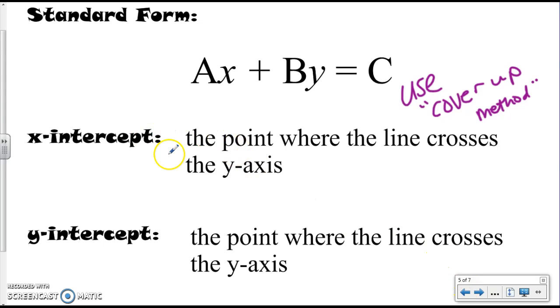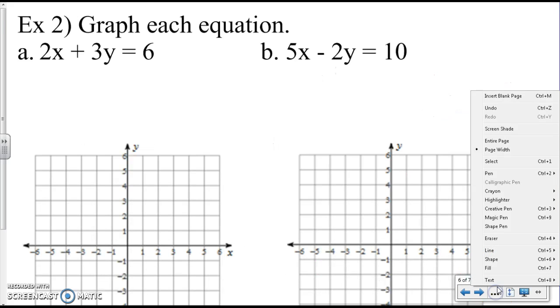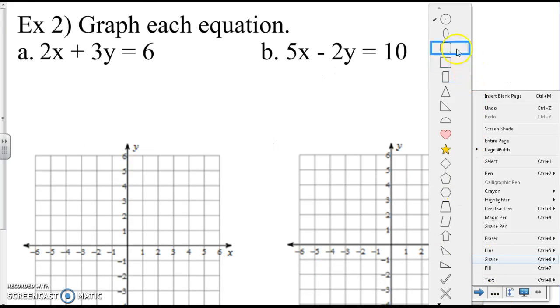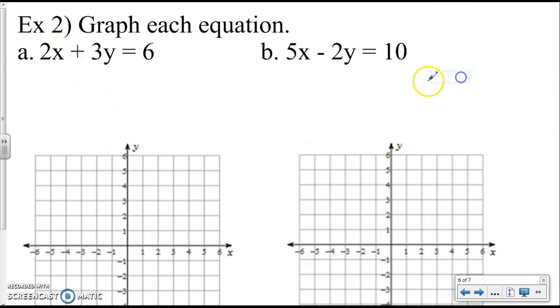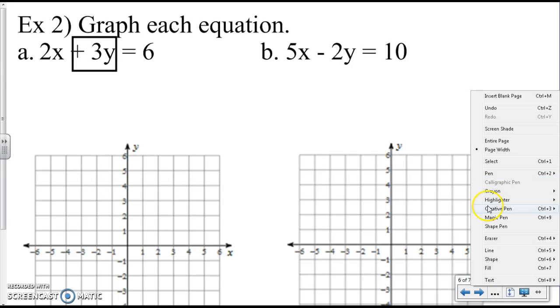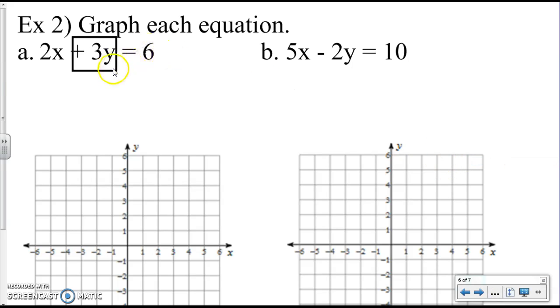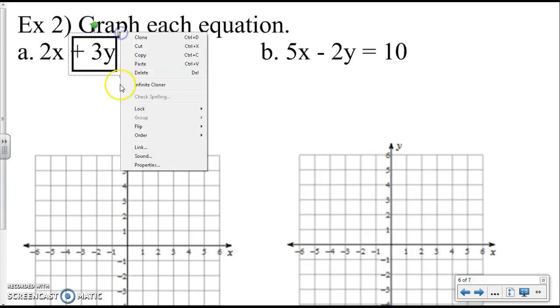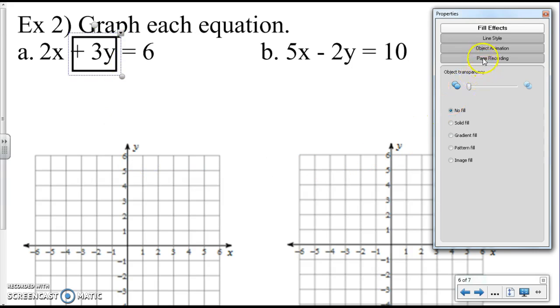Okay, so we're going to find the x-intercept, which would be when we have a 0 here, and the y-intercept, which is when we have a 0 there. Okay, so let's do 2. It makes more sense then. When you are looking at these problems, we have 2x plus 3y equals 6. I'm going to make a rectangle here, because to find an intercept, we need to look at only one variable.